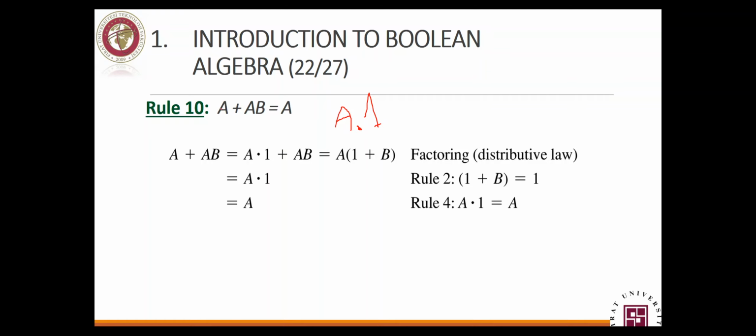ORing a variable with 1 is always 1. So B or 1, no matter the value of B, the outcome is 1. If it is 1, again, the outcome is 1. So this one is always 1, always 1.